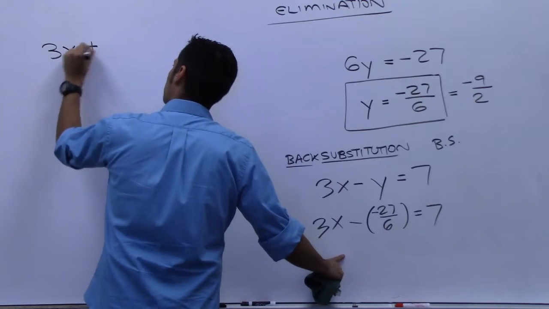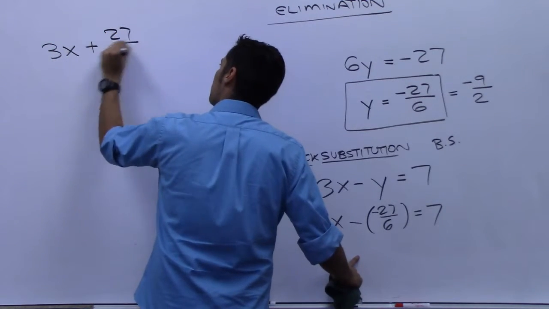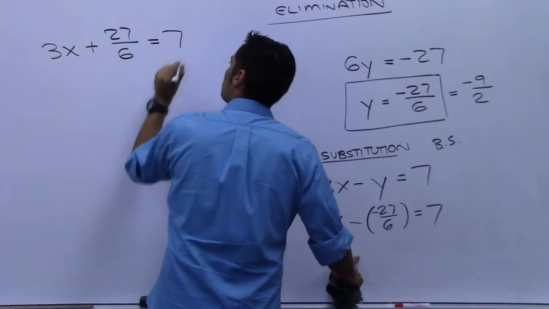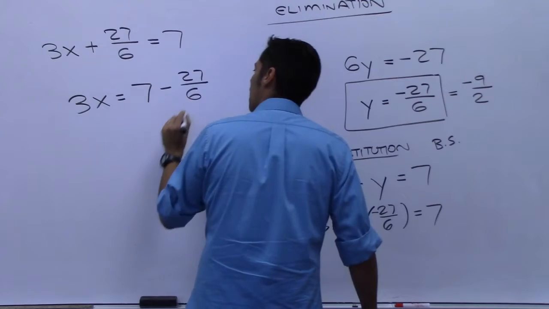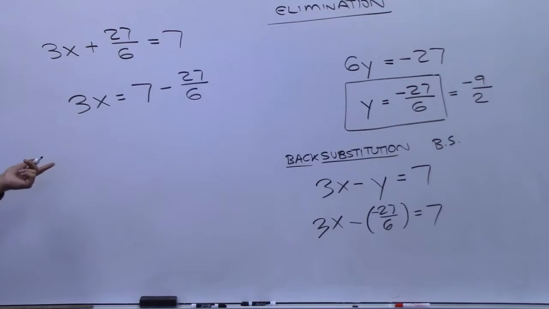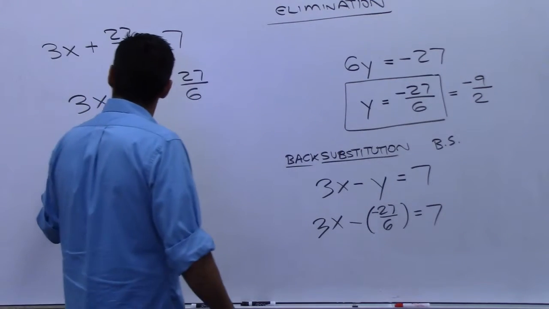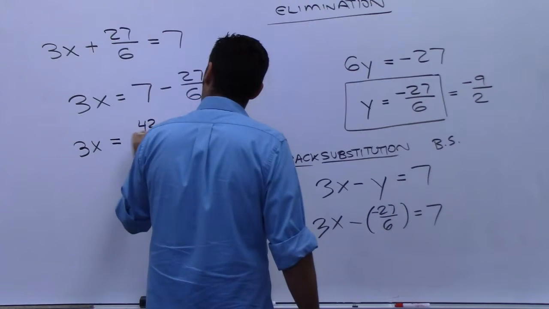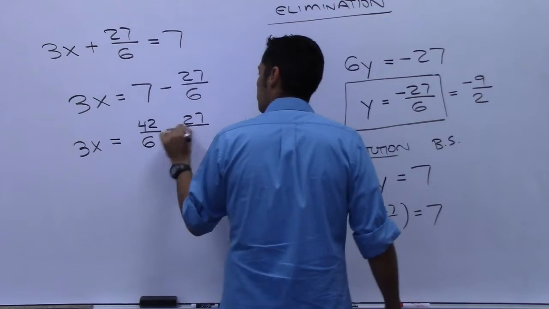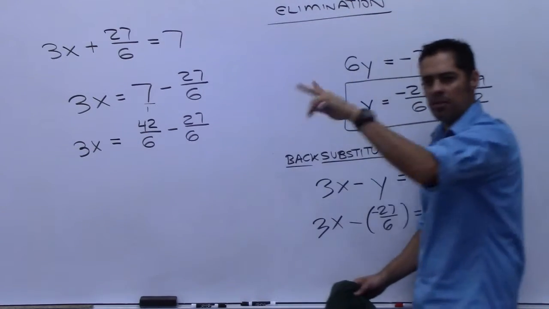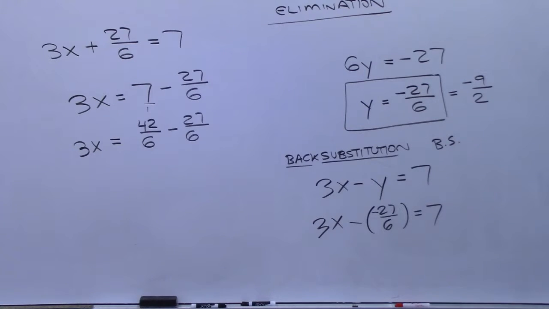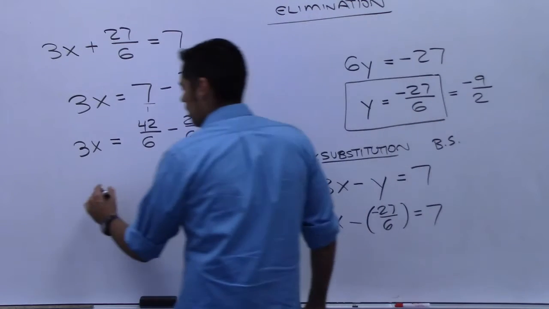Okay. So now we go to solving this. 3x plus 27 over 6 equals 7. Subtract 27 over 6 from both sides. You'll have to get a common denominator, right? Which is what? 42 over 6 minus 27 over 6. I just looked at 7 as being 7 over 1, multiplied top and bottom by 6. So what is that? Once you take it all out, it's like 23.6.